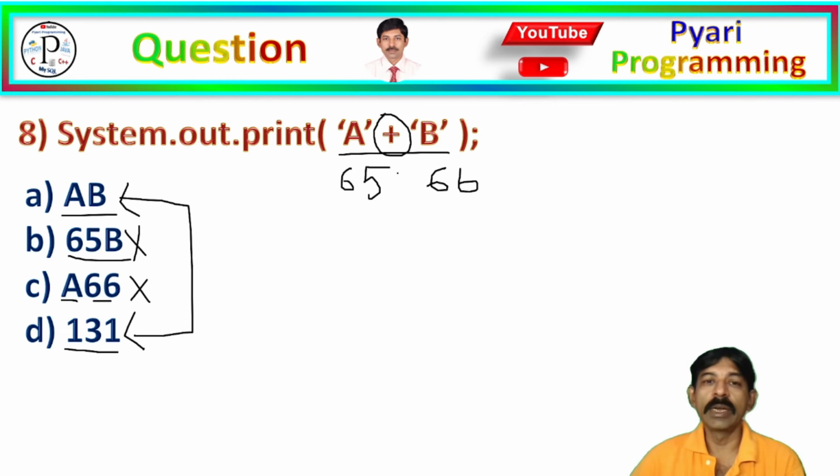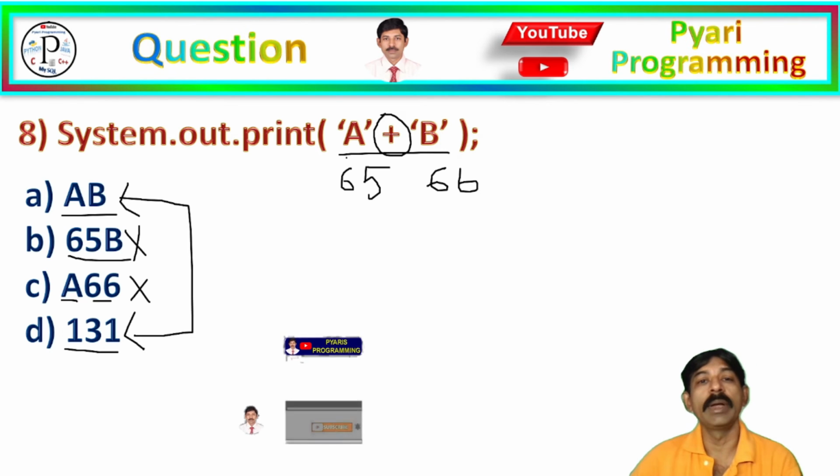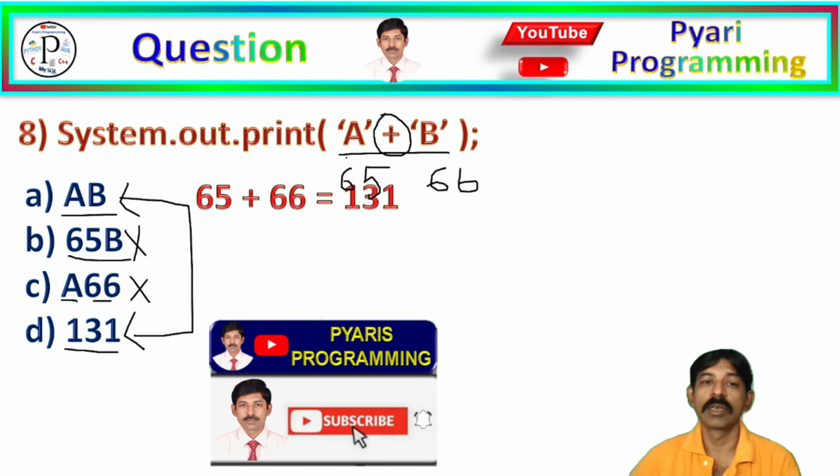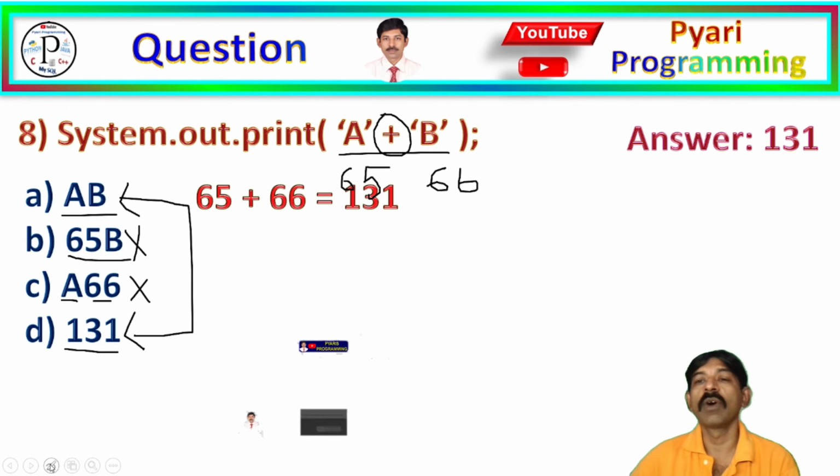Now let's see. It is not a string. If I give this in the form of a string, then it will be concatenated and your answer will be AB. But here it is in character, so addition will be done. 65 plus 66 becomes your 131. So your answer will be 131.